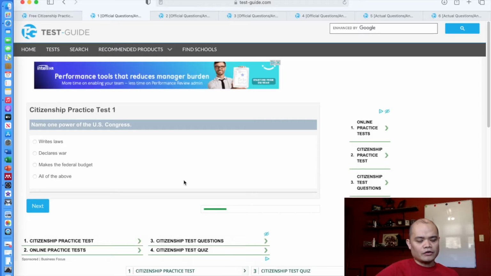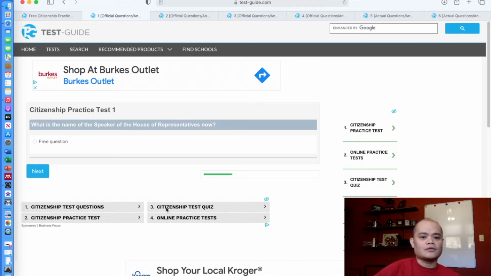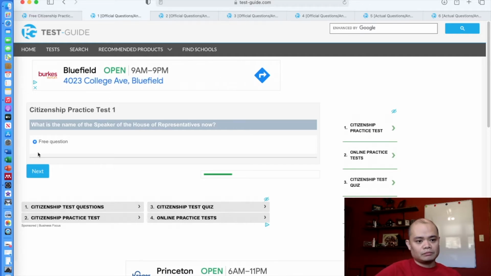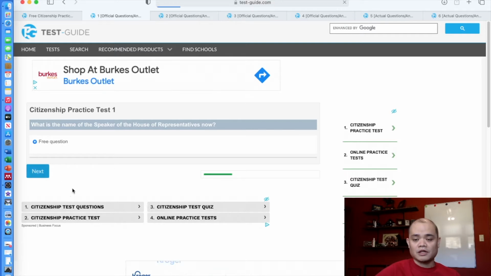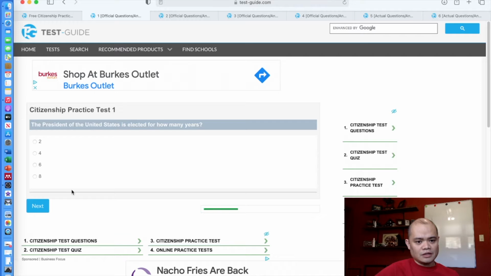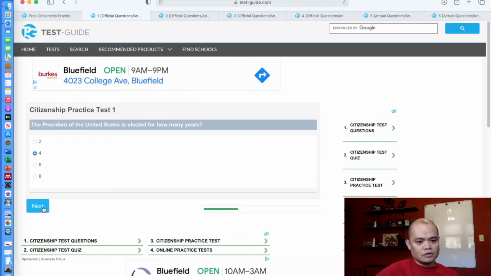Name one power of the U.S. Congress. They write law, declare war, make a federal budget, all of the above. What is the name of the Speaker of the House of Representatives now? Nancy Pelosi. That's a free question because the answers will vary. The President of the United States is elected for how many years? 4 years.